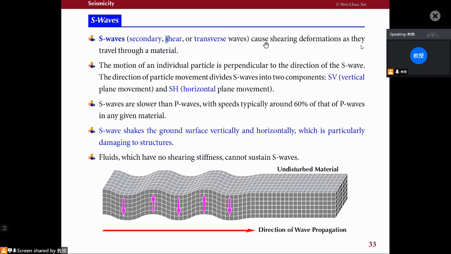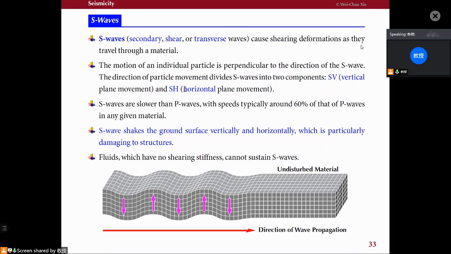They cause shearing deformation as they travel through a material. The motion of an individual particle is perpendicular to the direction of S wave. The direction of particle movement divides S wave into two components, SV, shear vertical, or SH, shear horizontal.